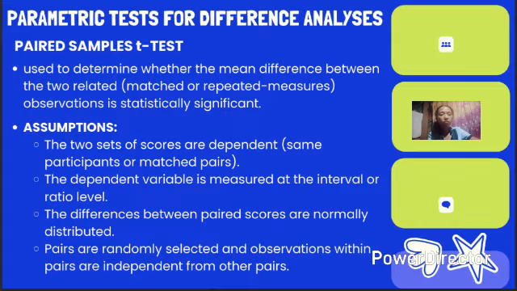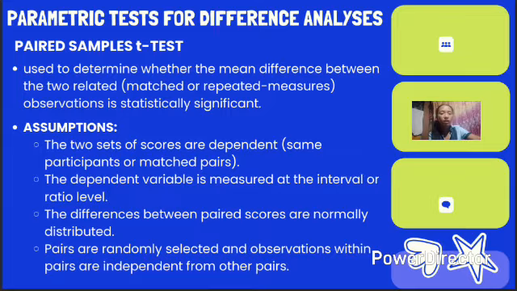For the parametric paired sample t-test, it is used to determine whether the mean difference between two related, matched, or repeated measures observations is statistically significant. The assumptions are that the two sets of scores are dependent, with the same participants or matched pairs; the dependent variable is measured at the interval or ratio level; the differences between paired scores are normally distributed; and the pairs are randomly selected, and observations within pairs are independent from other pairs.